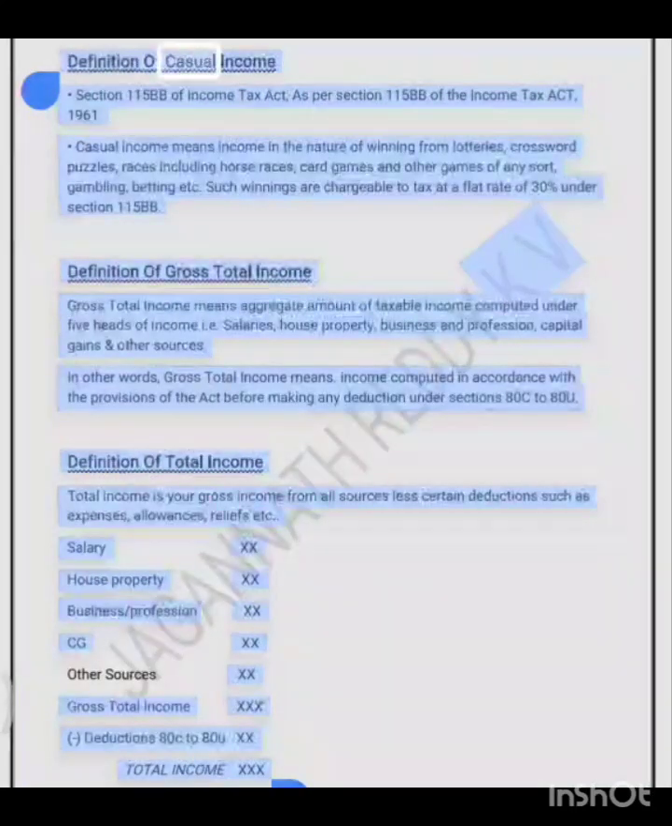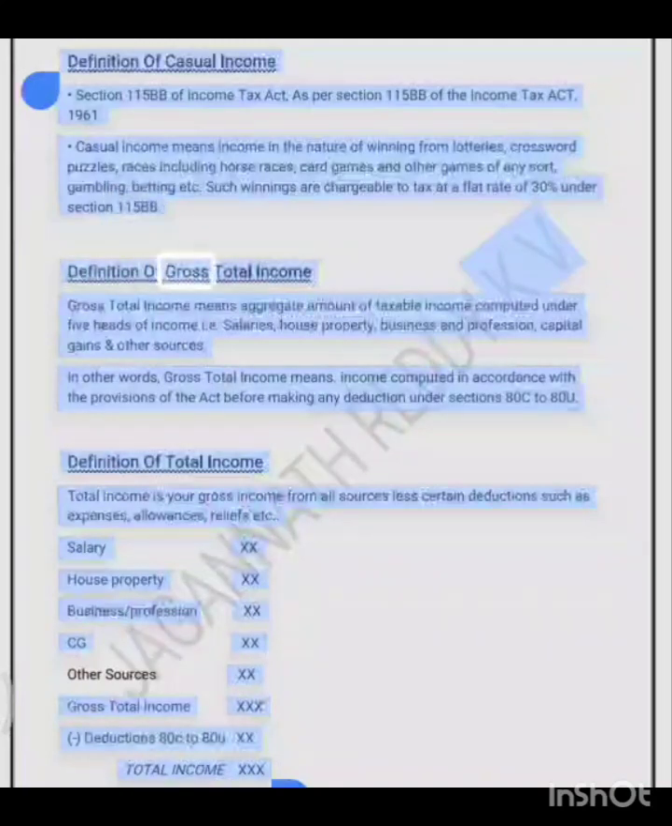Definition of casual income. Section 115BB of the Income Tax Act, 1961. Casual income means income in the nature of winnings from lotteries, crossword puzzles, races including horse races, card games and other games of any sort, gambling, betting, etc. Such winnings are chargeable to tax at a flat rate of 30% under Section 115BB.